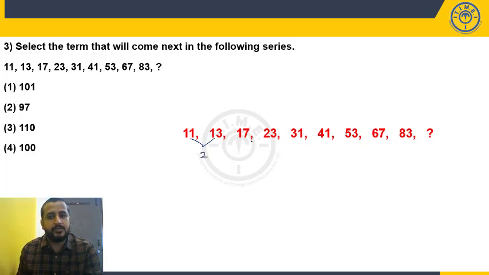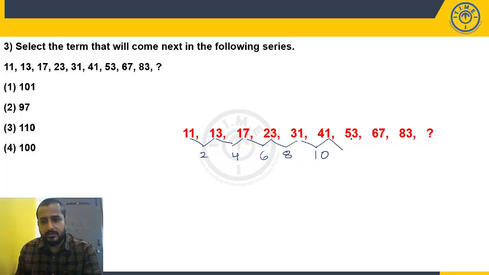11, 13, difference is 2, increasing gradually. 13, 17, difference is 4. 17, 23, difference is 6. 23, 31, difference is 8. 31, 41, difference is 10. Can you see any pattern? Any guesses? 2, 4, 6, 8, 10. Consecutive even numbers. 41, 53, 12. 53, 67, 14. 67, 83, 16. Consecutive even numbers.